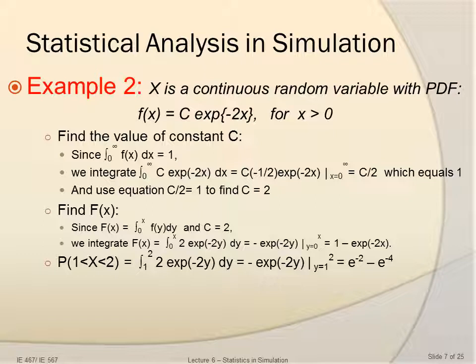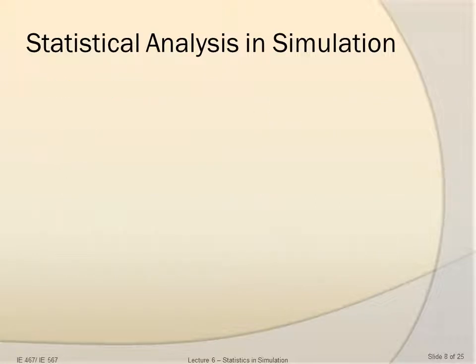Now let's compute the probability that x is strictly between 1 and 2. Again, to do that, we just integrate, but rather than integrating from 0 to x, we're integrating from 1 to 2, which are the conditions here, right? Because x is exactly between 1 and 2. So we integrate from 1 to 2 the function f(y) dy, we plug in again the value of c equals 2, and when we integrate, we get the answer e to the minus 2 minus e to the minus 4.